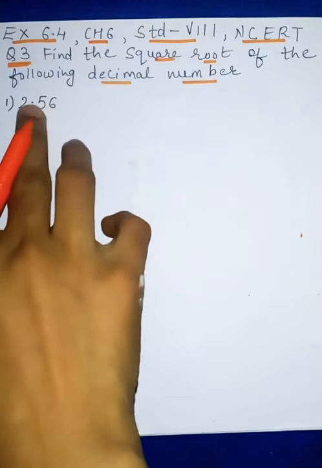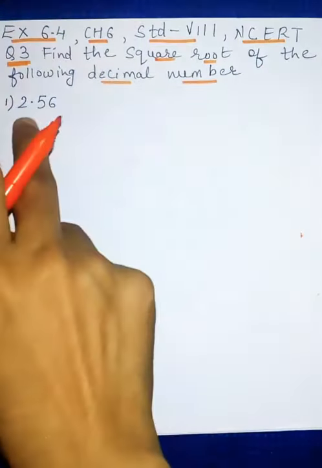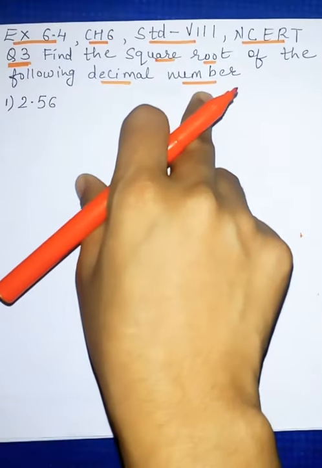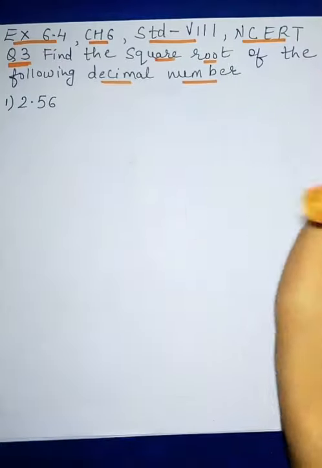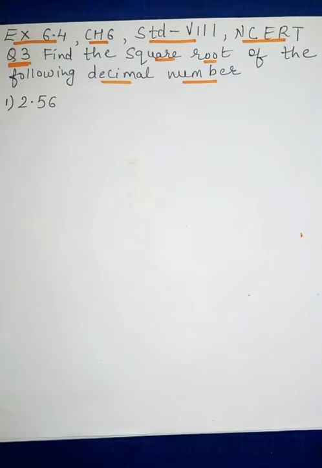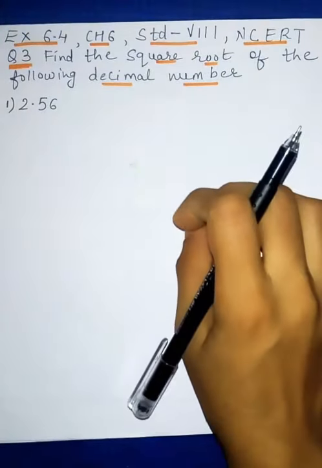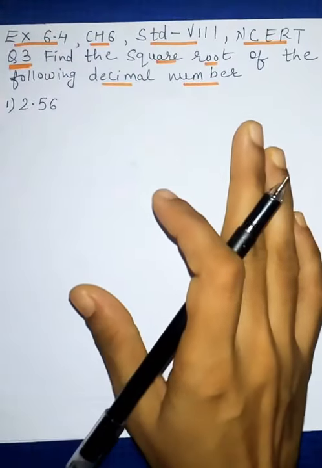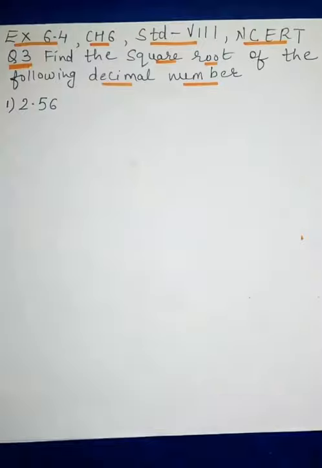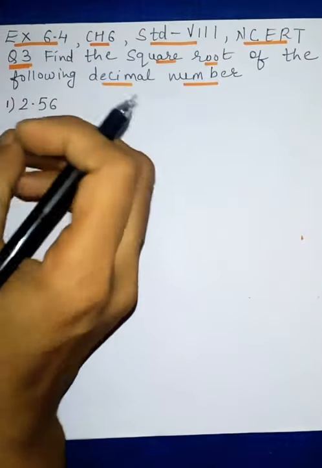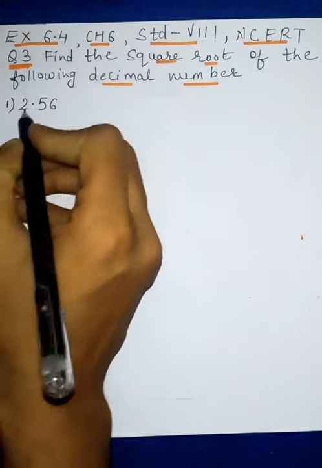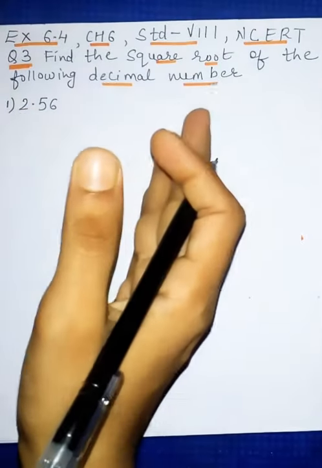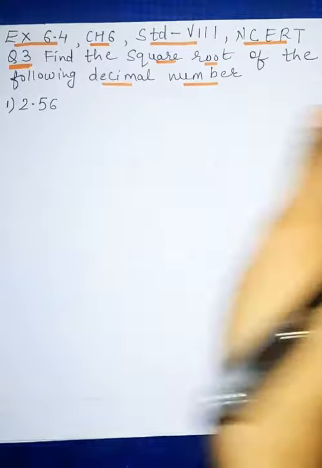Now, in this question, the difference is that the squares given to us are decimal numbers. So how do we do it for decimal numbers? That we will see. In decimal numbers, there are two parts: the integral part and the decimal part. You all know this. In any decimal number, whatever is given before the point is called the integral part, and whatever is given after the point is called the decimal part.